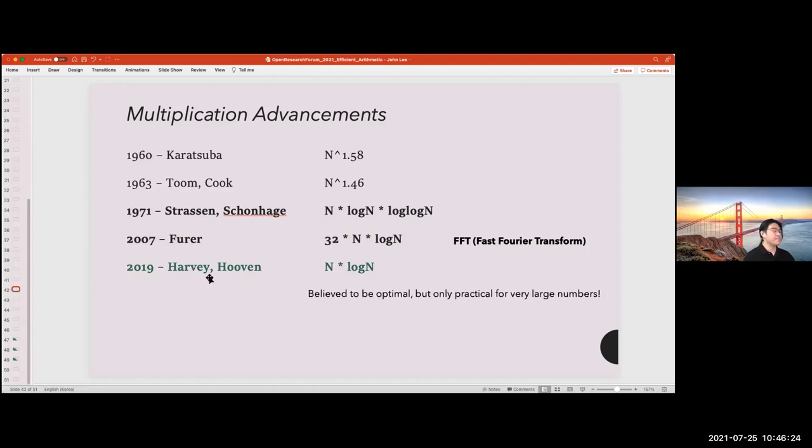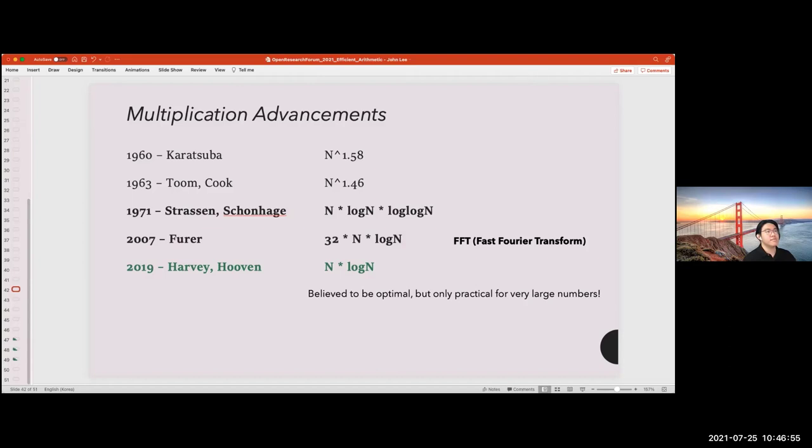And in 2019, there was a headline where mathematicians found the most optimal way to multiply numbers, and it is believed that n log n is the best method currently. The best method that can ever exist, by mathematicians, but it is only practical for very large numbers.